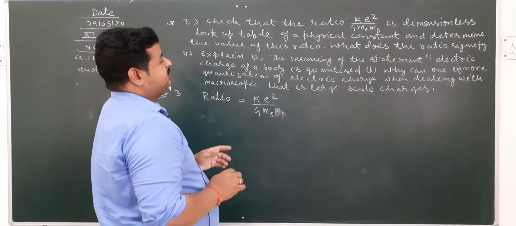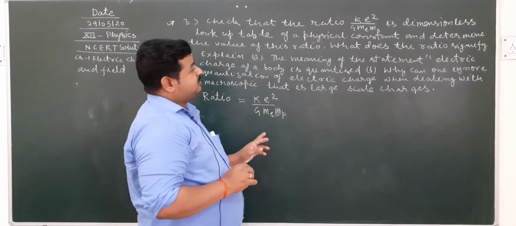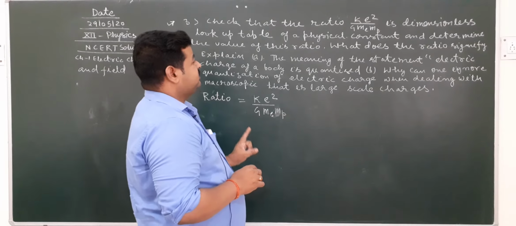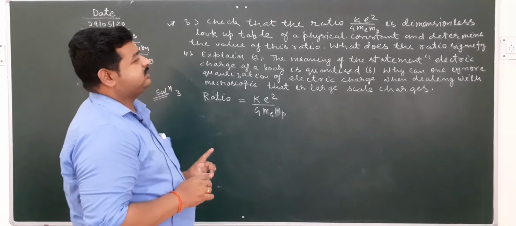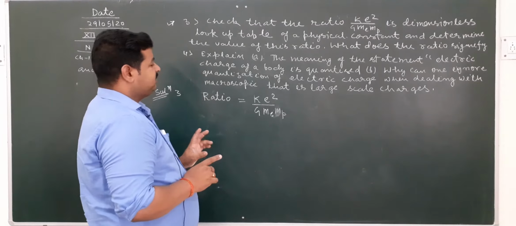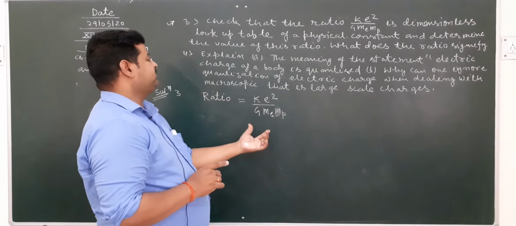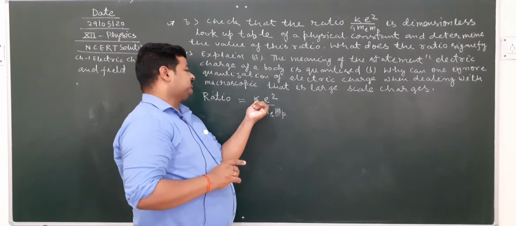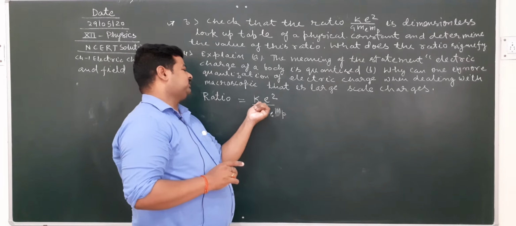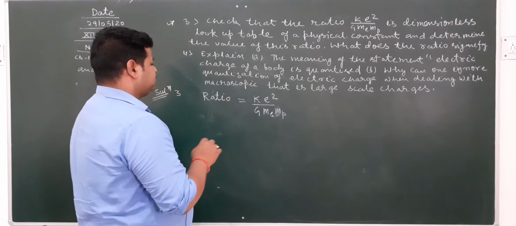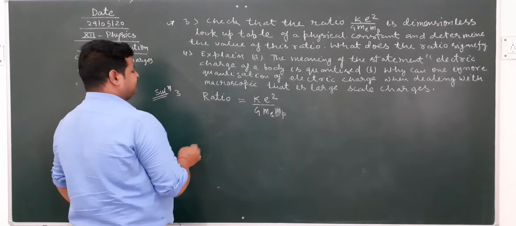Clear? So we want to explain that this ratio is dimensionless. For this, we calculate the dimensional formula, one by one, of each term in the ratio. We calculate the dimensional formula of k, e, G, me, and mp. So let us start. What is k?